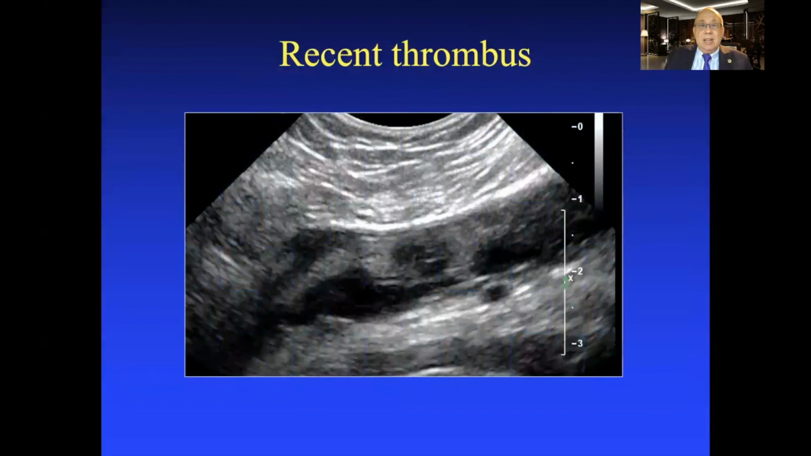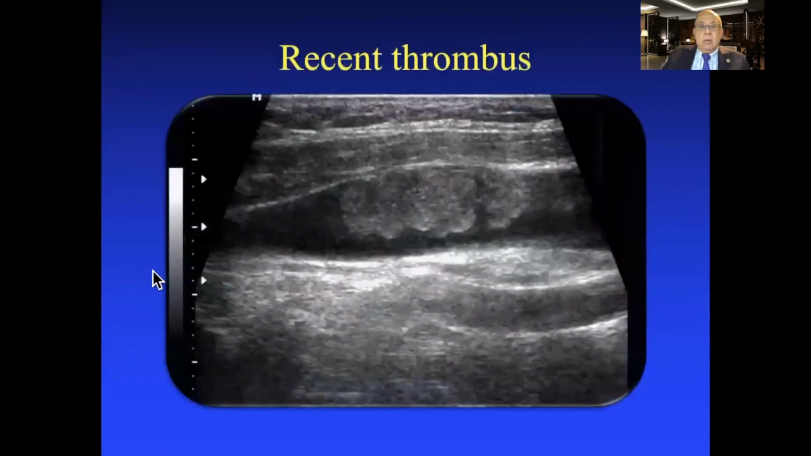Let's see an image corresponding to a recent thrombus. This is the confluence, saphenofemoral confluence. We have some anechoic areas. We have here low echogenicity, medium echogenicity, and mainly anechoic areas. This is a recent thrombus.